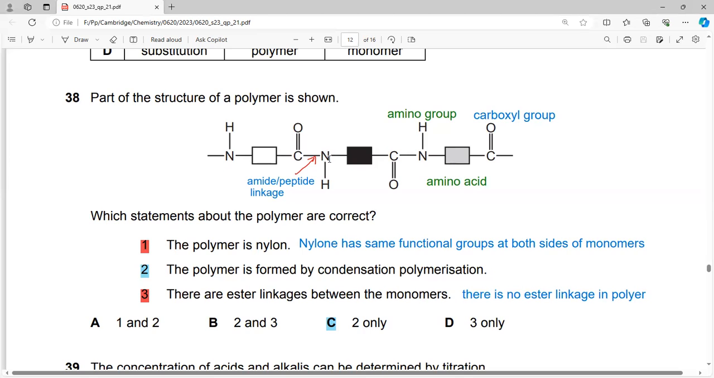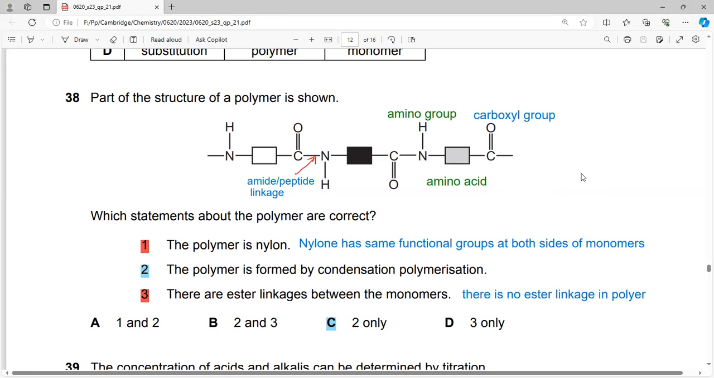On one side, the amino group nitrogen is directly combining with a carbon, that's the carboxyl carbon. So it's making an amide bond, or it is called a peptidic linkage. So many amino acids are linking with each other by the condensation reaction, producing a polymer. This polymer is called a polypeptide, or protein. So which statement about this polymer is correct?